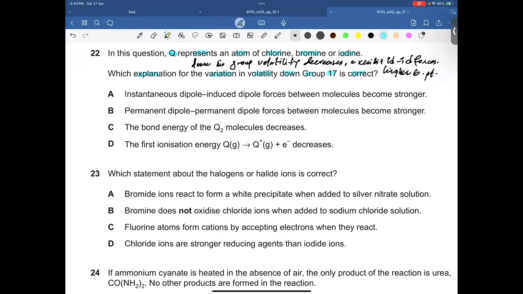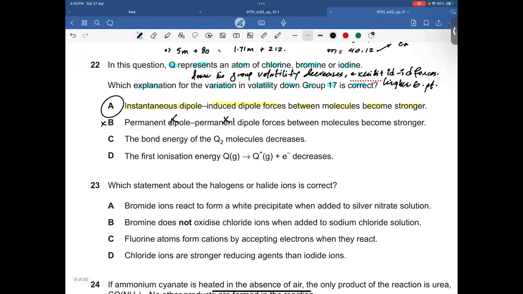Let me read. Instantaneous dipole, induced dipole forces between molecules become stronger. That's right, that's the answer. Let me read the other options. Permanent dipole forces between molecules: not possible, because all halogens are non-polar, and so they exhibit instantaneous dipole, induced dipole forces.